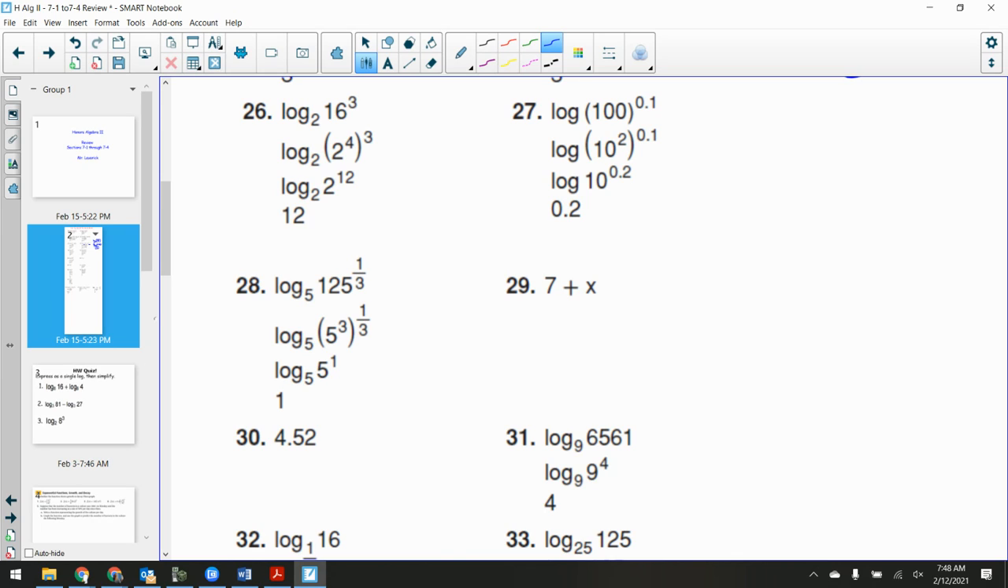What do you do when there's no base, like in 23? Yeah, when there's no base, you assume it's log base 10. Log base 10. Does that make sense? Okay. Same thing in 27, because there's no log base written. It's just log of 100 to the 0.1.